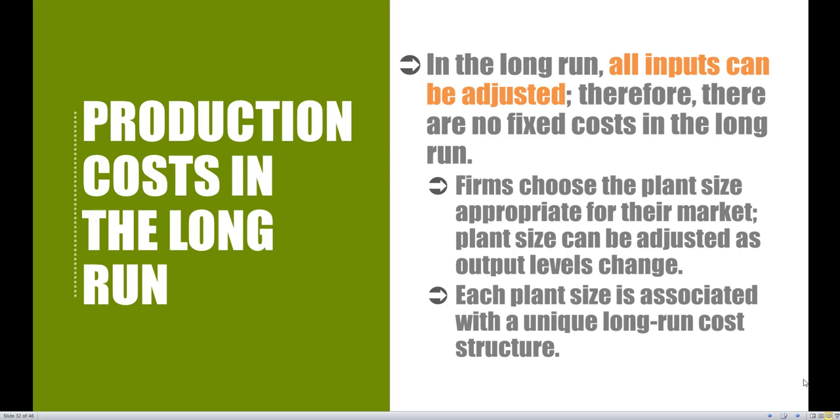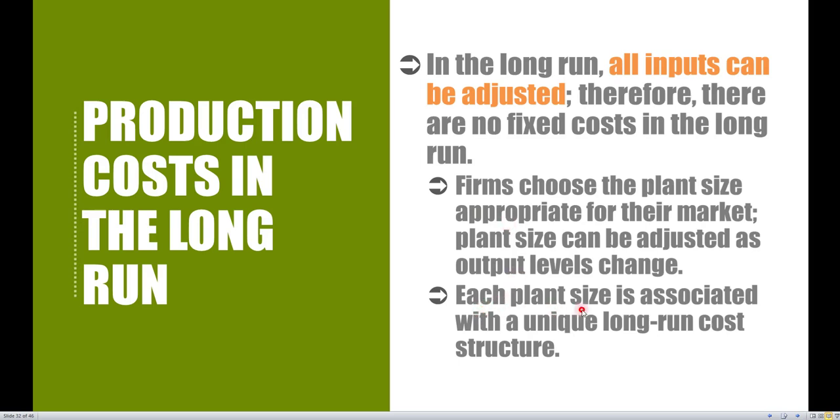The main decision that firms have to make is to decide what plant size is going to be most appropriate for their market, because they can now adjust their plant size for their output levels. They have an idea of exactly how much output they want to bring out into the marketplace, and they're going to adjust to the plant size that essentially minimizes their costs in order to conduct their business.